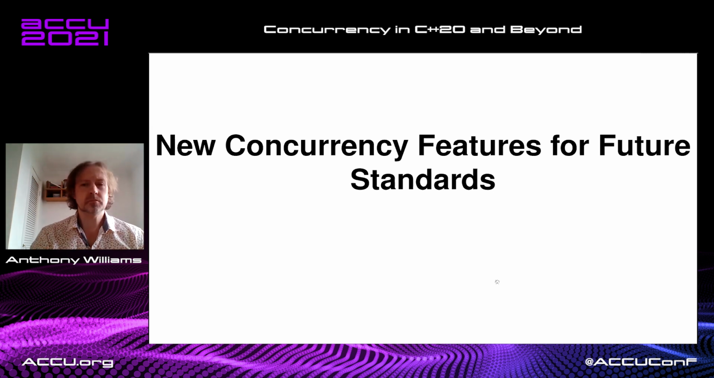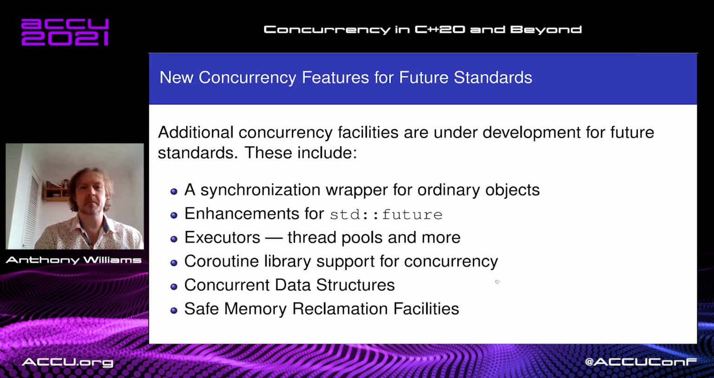Okay, so that's what we have in C++20. What about future standards? What can we hope for? There are lots of proposals. Some that I'm going to mention today: we've got a synchronization wrapper for ordinary objects. If you just want an int that's protected by a mutex, you don't need to have an int and a mutex and then worry about whether you've got the right mutex locked. You just wrap it all together. Like you might use std::atomic, but if your object is more complex, say a string or a vector, then you couldn't use that with std::atomic. You can use a synchronization wrapper to make that easier.